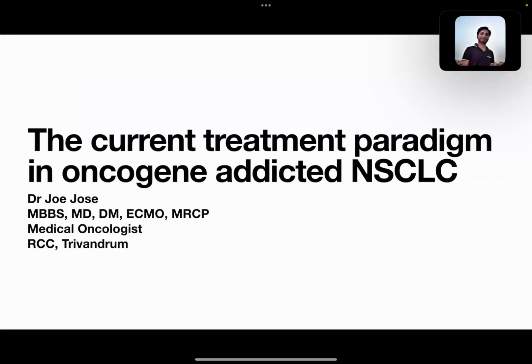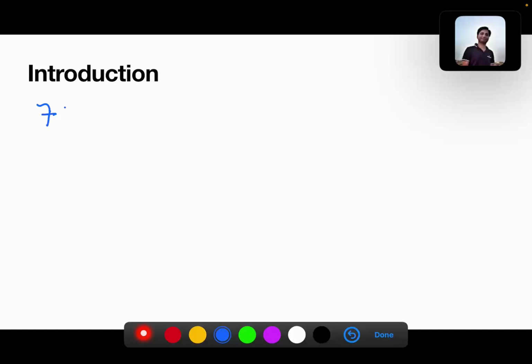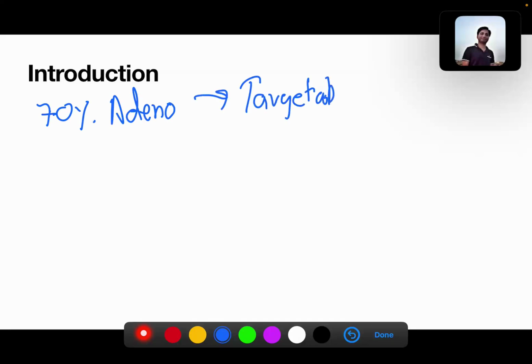Right. So today we are going to get into the management of metastatic non-small cell lung cancer, and we'll start off with the management of oncogene addicted non-small cell lung cancer. Non-small cell lung cancer that has driver mutations, right? So coming to the introduction, around 70% of adenocarcinomas currently have a targetable driver mutation. Okay, and around 5 to 10% of squamous cell carcinomas have a targetable driver mutation.